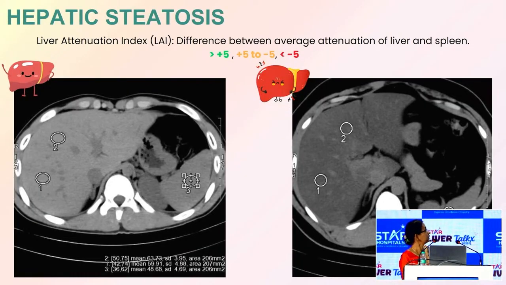A brief look at hepatic steatosis. The liver attenuation index on a plain CT is calculated as the difference between the average attenuation of liver and spleen. If it's anything over 5, the liver is usually more attenuating than the spleen, and that's a good sign. In fatty infiltration, the fat in the liver brings down its attenuation, so the liver starts attenuating less than the spleen. That's when it starts going in the negative. Less than -5 is not good.